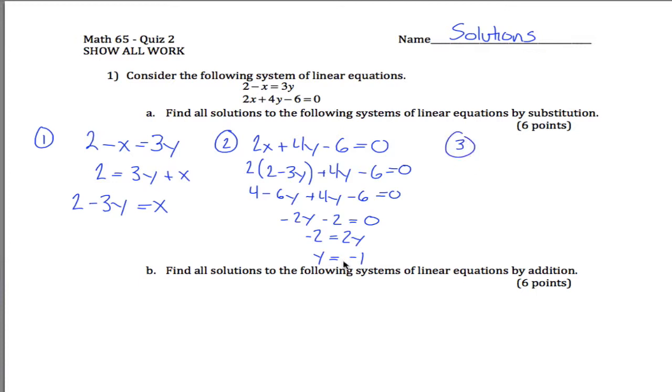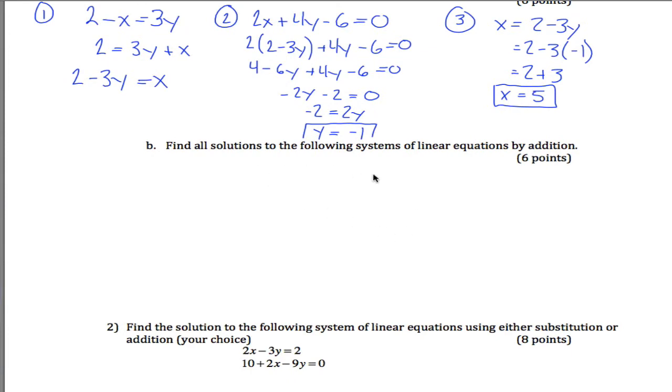But we need more than just y. We need to know what x is equal to. Fortunately, we already know that x is equal to 2 minus 3y. So since we know what y is equal to, we can plug that in. So it's 2 minus 3, negative 1. So minus 3 and negative 1 gives you positive 3. So what we find is x is equal to 5. And we got y is equal to negative 1.